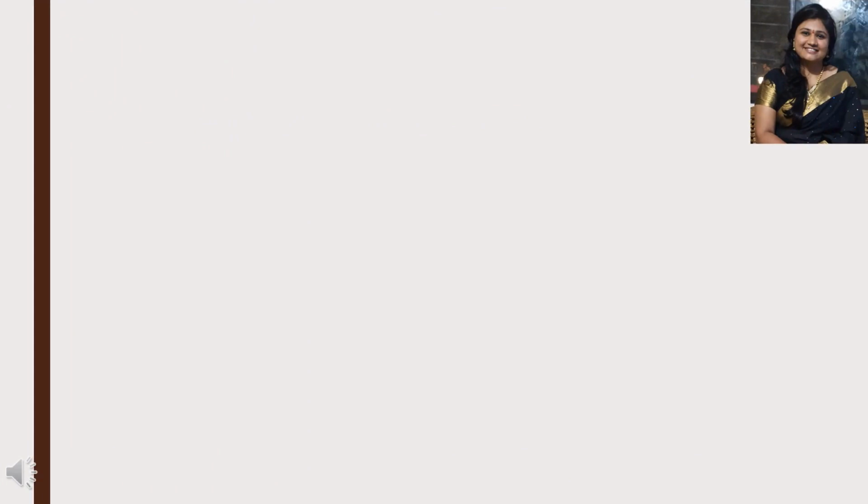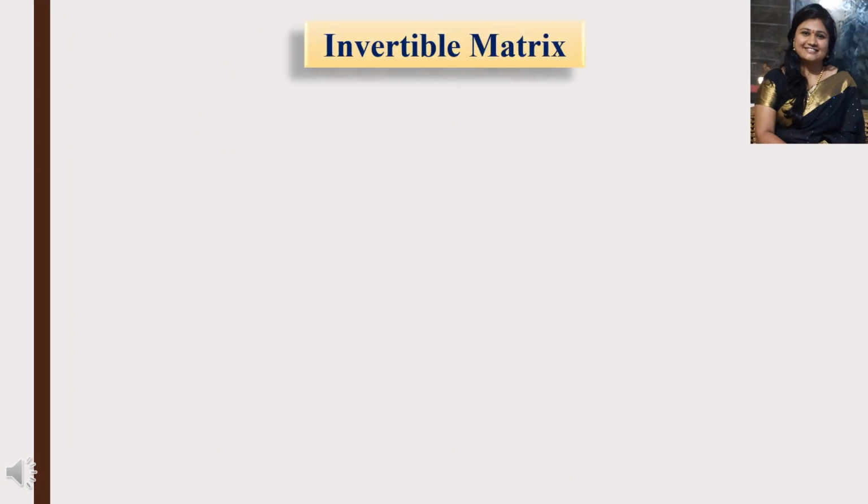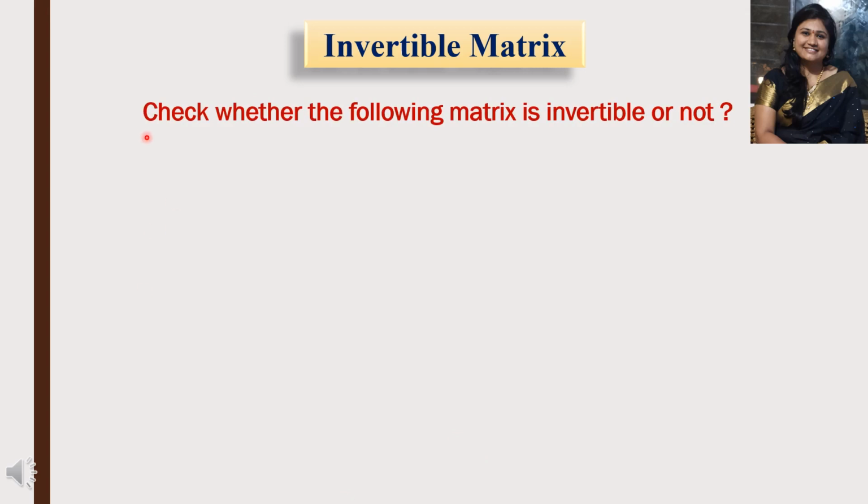Okay, so for the invertible matrix we just take some example here, right? Invertible matrix means whose determinant value is not equal to 0. So for showing the matrix to be invertible, we just find its determinant value, and if it is not equal to 0, then we say that it is an invertible matrix.